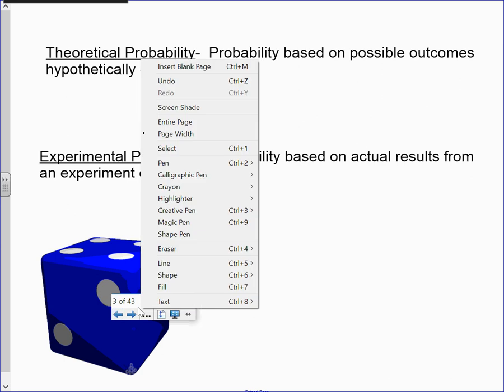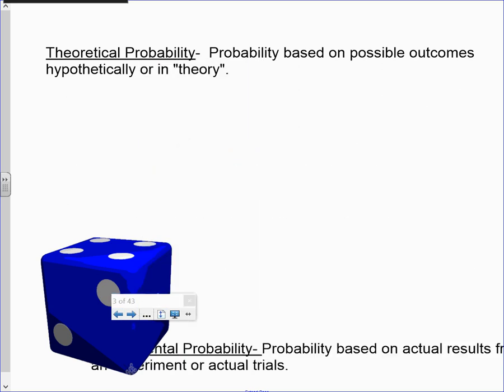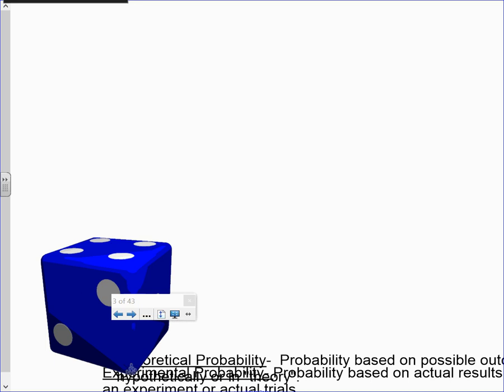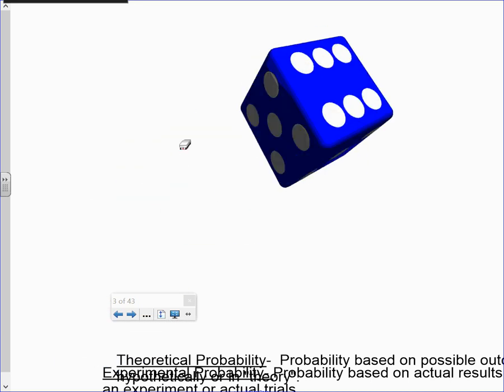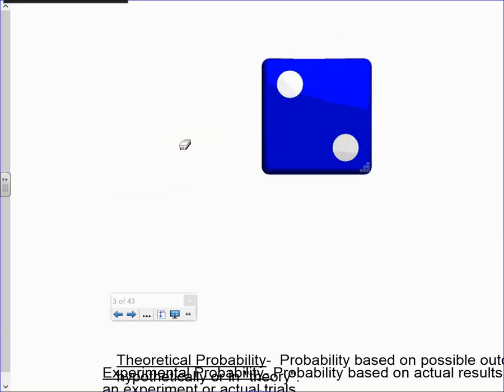No, not yet. We'll do that later. How many outcomes? 3, 2, 1. How many outcomes are on this puppy? 6. There's 6 outcomes. Rolling one die is 6 outcomes.